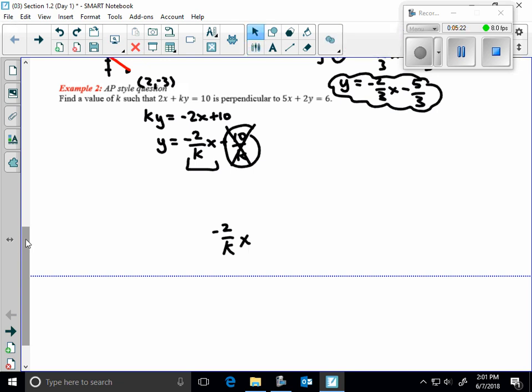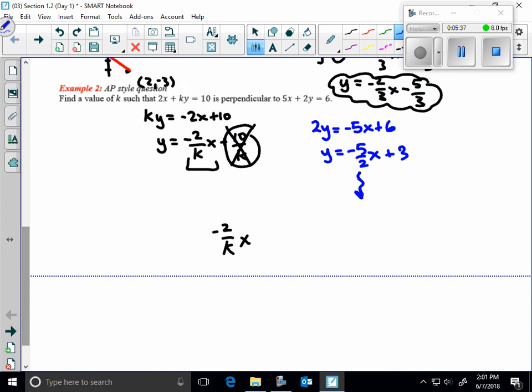Okay, and now I got to work the other side of this. Let's subtract 5x. So I get 2 times y equals negative 5x plus 6. So that means y equals negative 5 halves x plus something I don't care about. So it looks like the slope of this is negative 5 halves.